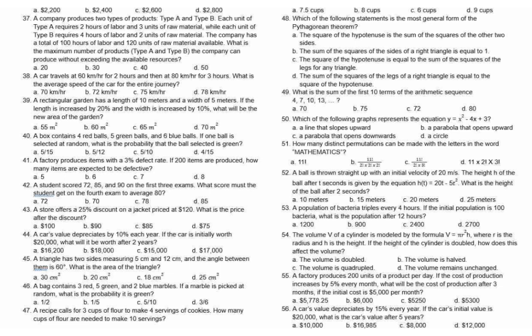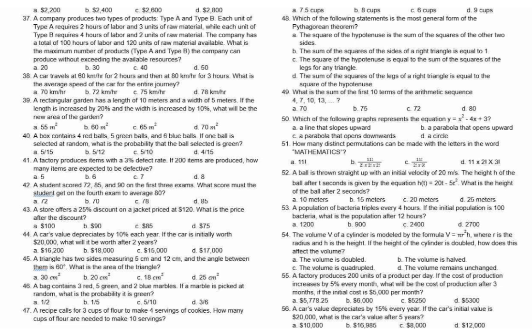54. The volume V of a cylinder is modeled by the formula V is equal to pi r squared h, where r is the radius and h is the height. If the height of the cylinder is doubled, how does this affect the volume? The volume is also doubled, since the height is what was doubled.